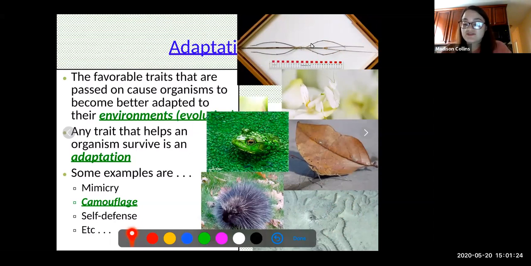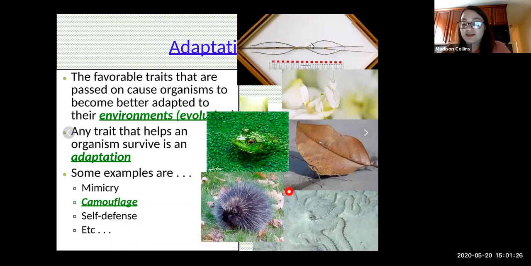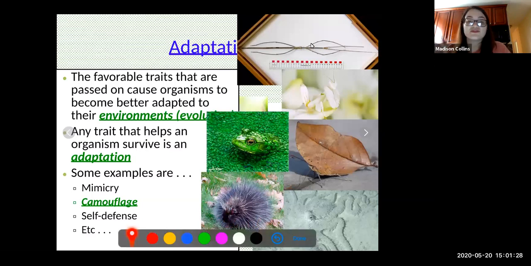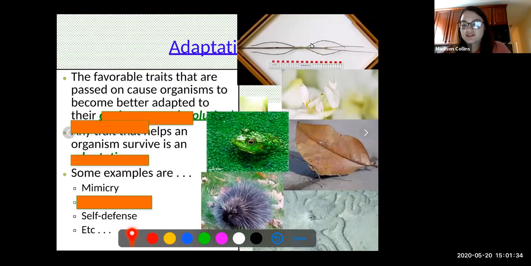And of course, self-defense. We've got our lovely porcupine right here. It's got those needles that are able to fend off predators and damage them should they come closely. I thought I had more pictures here, but maybe not.